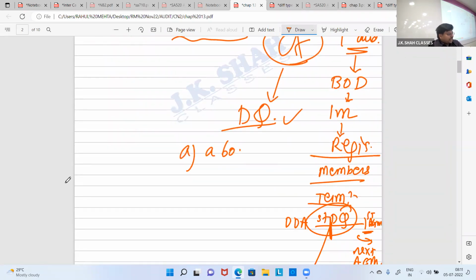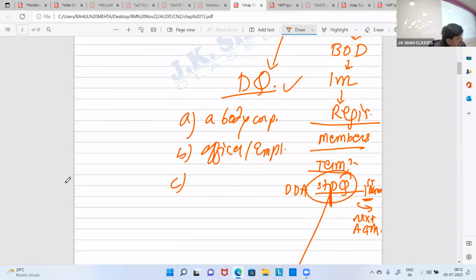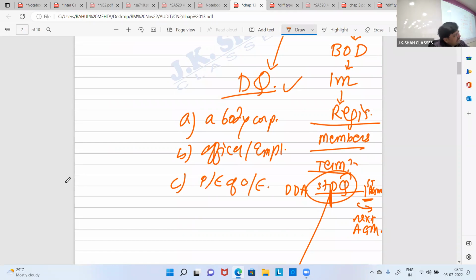Firstly, a body corporate. Officer or employee. It's similar, no? Correct. 141(3). If you remember, first was a body corporate, which is a company, then officer, employee, partner or employee of the officer, employee. Same. Anybody who's indebted or who's a guarantor.